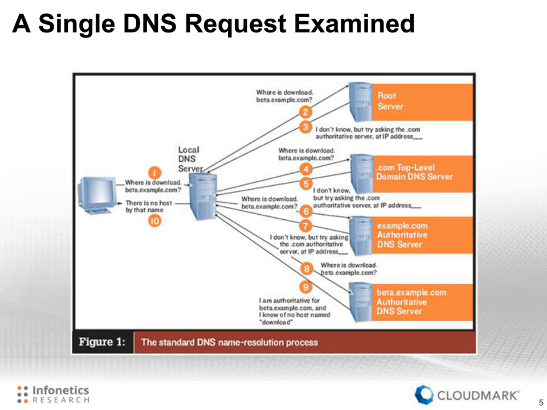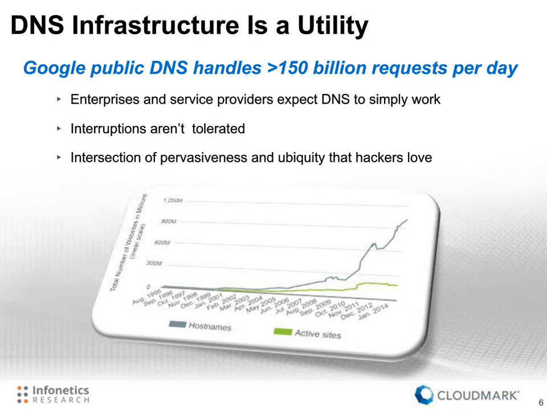And it really is a public utility. Google Public DNS handles over 150 billion requests every day. Enterprises, service providers, home users, everyone expects DNS to simply work. And any interruptions in service aren't tolerated, even slightly. And it's this intersection of, hey, this thing is everywhere, and it was designed 20 years ago with lots of holes in it that hackers absolutely love to exploit.